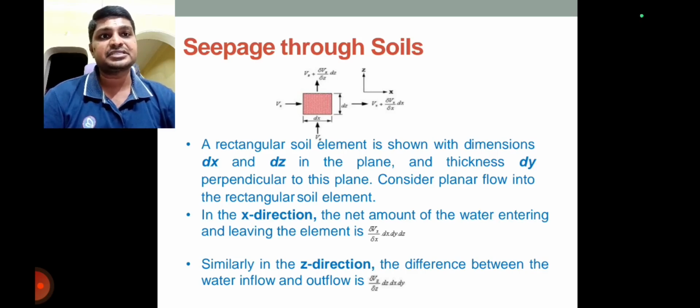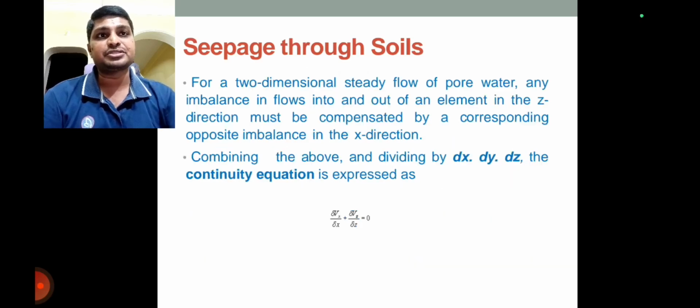In the x direction, the net amount of water entering and leaving the element is ∂vx/∂x into dx, dy and dz. Similarly, in the direction of z, the difference between the water inflow and outflow is ∂vz/∂z into dx, dy and dz. So this concept explains very clearly the seepage through the soil.